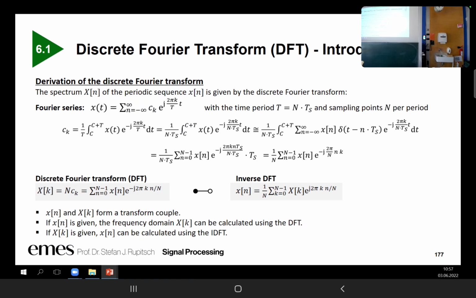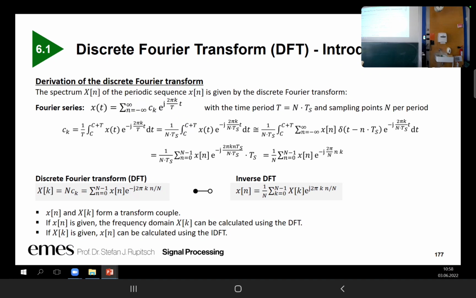Okay, now I understand the problem. Your question was, why do we have here this infinity and here we have the period? That's sufficient for us because we assume a periodic signal. The signal gets repeated. Therefore, it's sufficient to consider only one period, and this is the period from 0 to N minus 1, because one period consists of N samples.